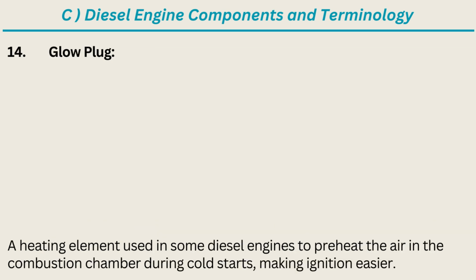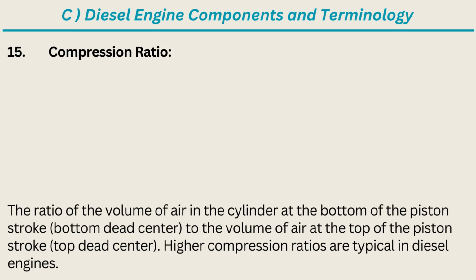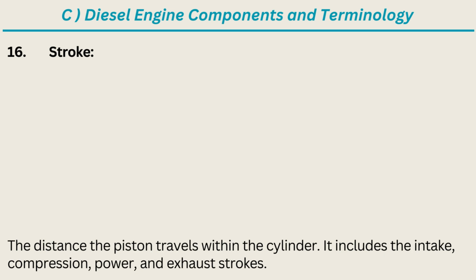14. Glow plug. A heating element used in some diesel engines to preheat the air in the combustion chamber during cold starts, making ignition easier. 15. Compression ratio. The ratio of the volume of air in the cylinder at the bottom of the piston stroke, bottom dead center, to the volume of air at the top of the piston stroke, top dead center. Higher compression ratios are typical in diesel engines. 16. Stroke. The distance the piston travels within the cylinder. It includes the intake, compression, power, and exhaust strokes.